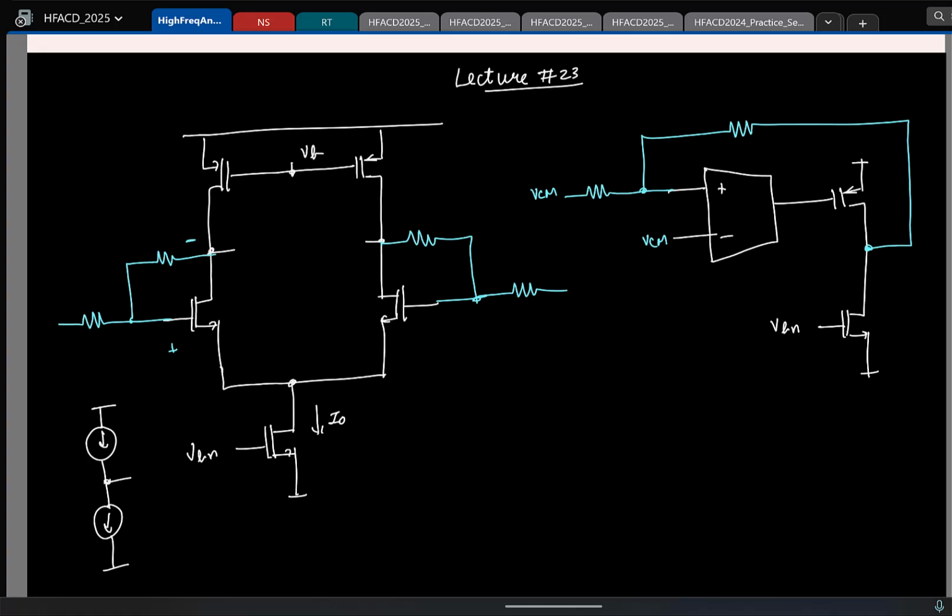So we need this additional common mode feedback loop, whose job is simple. We need to first sense the common mode of the output. So let me write it here: we need to sense the output common mode, and let us say you want it to be set to some particular value. So I'll compare it with some reference voltage that is available. I'll call it some VCM ref.